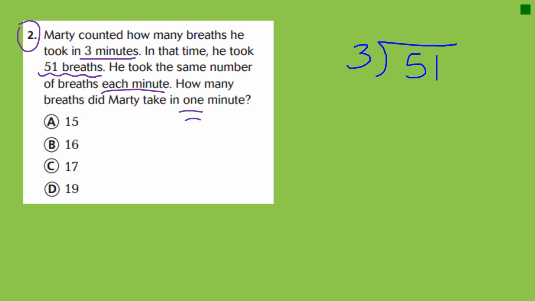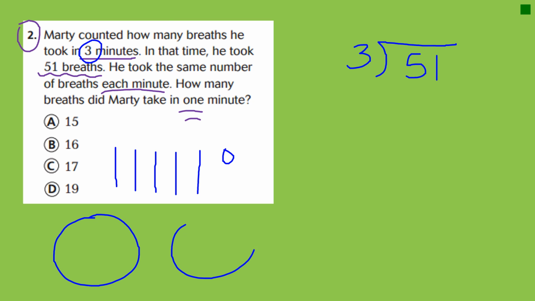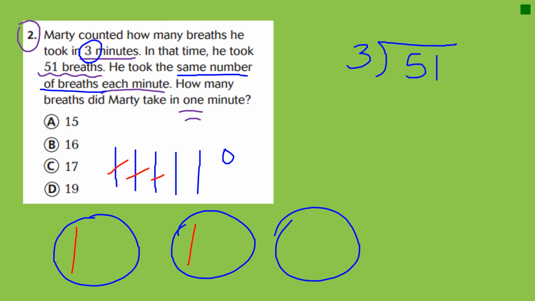Okay, so 51 breaths. 1, 2, 3, 4, 5 tens and a 1. And we'll do 3 equal parts because he took the same number of breaths each minute. All right, so here we go. There's a 10, there's a 10, there's a 10, but only 2 left. So we're finished. Let's record what we just did over here. We took 3 tens out. We divided 3 tens out. We have 2 tens left and a 1. Let's bring that 1 down.